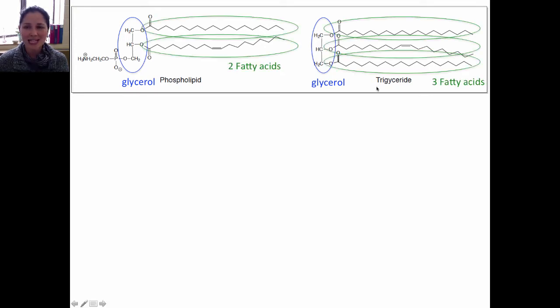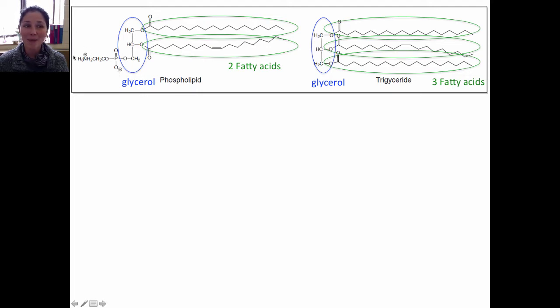One difference is that a triglyceride has 3 fatty acid tails, whereas a phospholipid only has 2 fatty acid tails. Instead of the 3rd fatty acid, like a triglyceride has, the phospholipid is attached to something else. One of the most important parts of this new group is that it's ionic. It's called a zwitterion, which means it has both positive and negative charges.